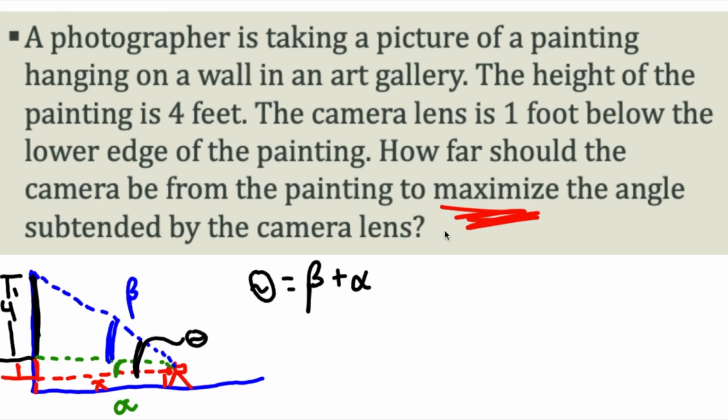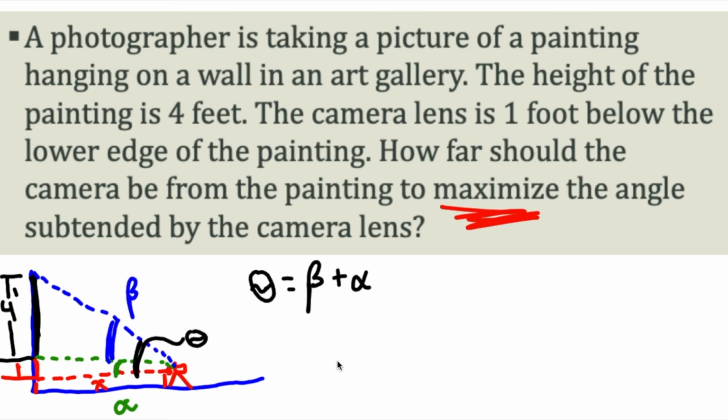Typically for trig, when we're using angles, we stick to the Greek alphabet, but I mean, we don't want to use x because that's what I have labeled on the bottom. You could use A, B, and C there if you wanted to. It doesn't really matter. Take your pick. Now, what we're asked here is how far the camera should be away so that we have the maximum angle.